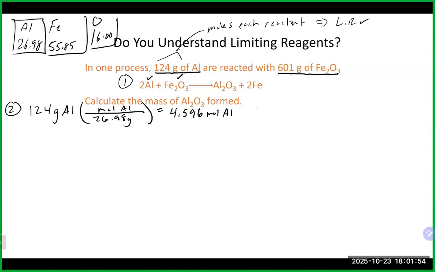So we have 601 grams of iron 3 oxide here. We're going to use the molar mass from the periodic table of iron 3 oxide. So that is 2 times our 55.85 for our iron, plus 3 times 16 for our oxygens. Going to get us 159.7 grams per mole from the periodic table as our molar mass here of our iron 3 oxide. Taking 601 and dividing it by 159.7, going to get me a 3.763.